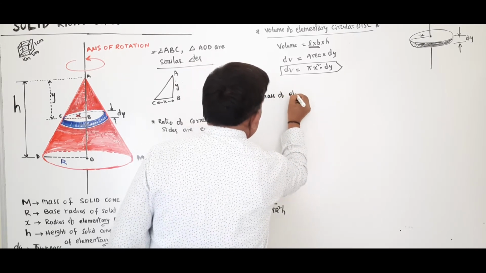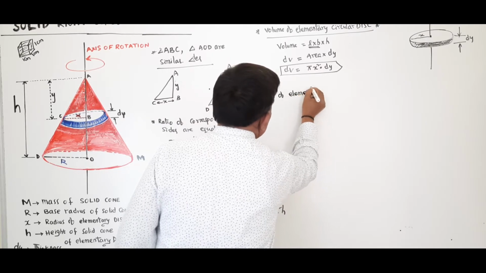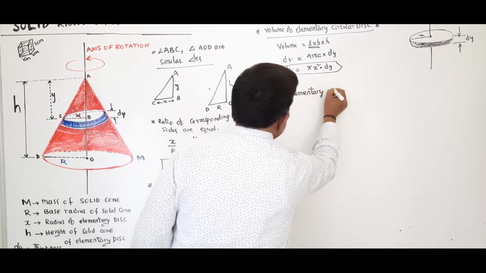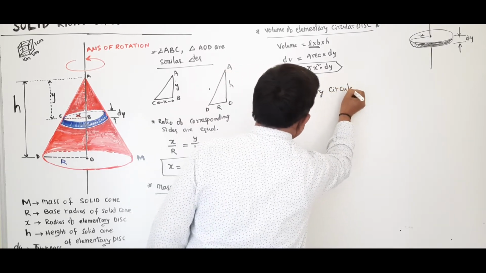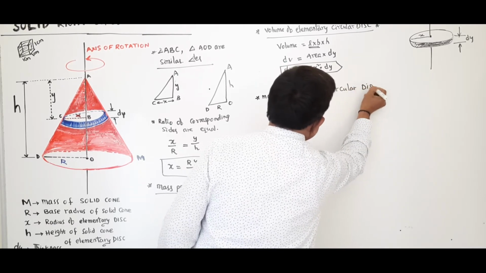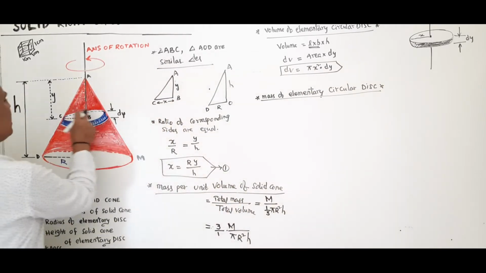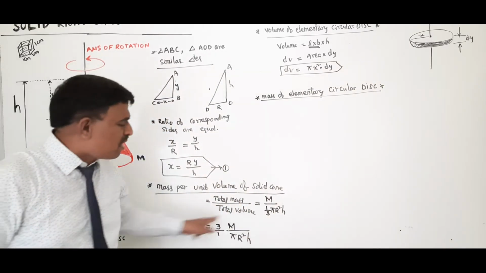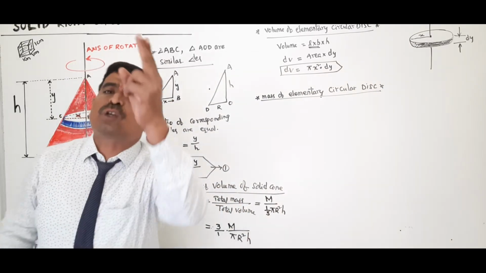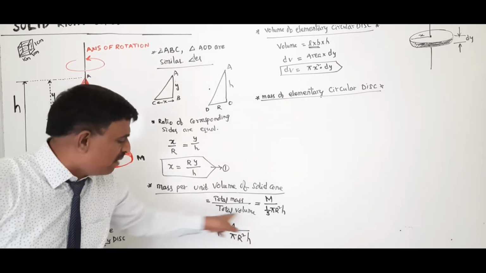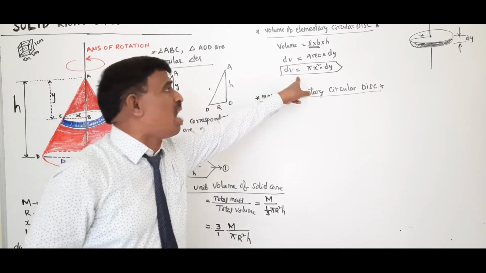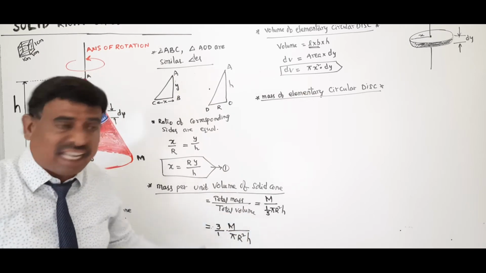Mass of the elementary circular disk. Now please listen. I am finding the mass of this one. It is the mass of unit volume. Mass of 2 units volume, it is multiplied with 2. Mass of dv volume, it is multiplied with dv.